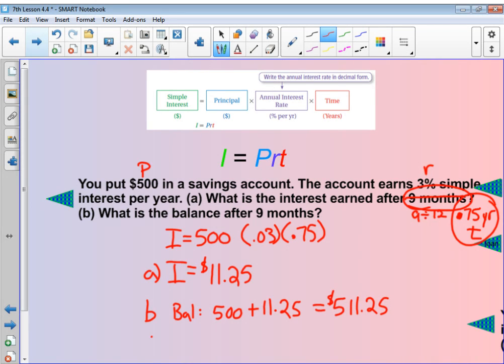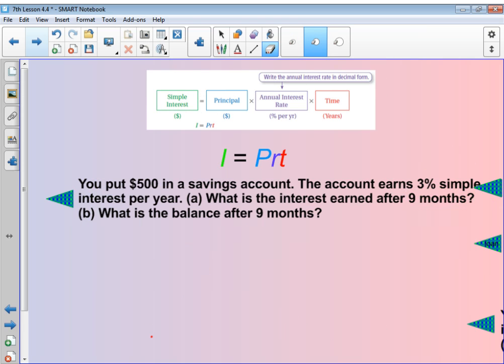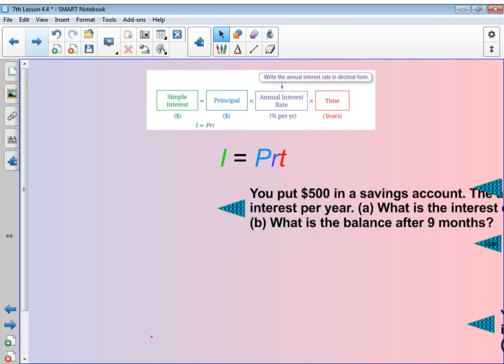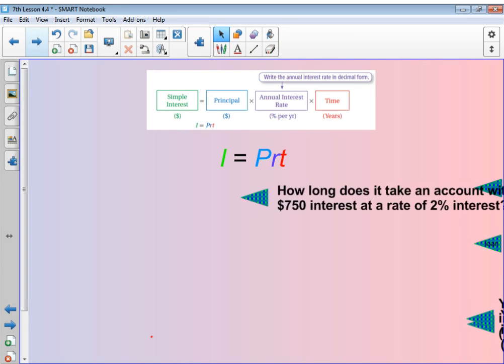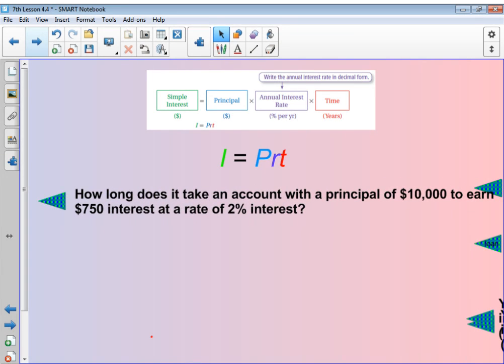Okay, so you should have ended up with $11.25 for your interest, and then your balance at the end was $511.25 at the end of that 9 months. Okay, so let's go ahead and try another story problem. Okay, this one they're probably going to change it up on us.